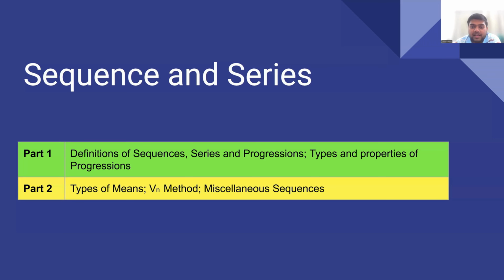Now, after having clarity about the types of progressions, let us look at some of the concepts that have come in the recent CAT exam, which are not generally the straightforward applications, but the twisted ones. This includes the types of means, the VN method, and the miscellaneous sequences. So this is a very important video because it comes as a combination of multiple concepts like algebra and modern maths. So have a thorough look at it.